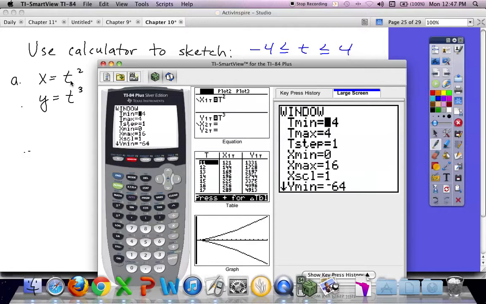For x equals t squared, because it's t squared, it's always going to be positive or 0, right? And so if t is 0, then x is 0. What will be the biggest value that x can have? 16, right? Because if you plug in 4 or -4, you get that. That's why the x's go from 0 to 16. Same way for the y's: t is -4, y is -64; t is +4, y is +64. So the window is -64 to 64 for y.